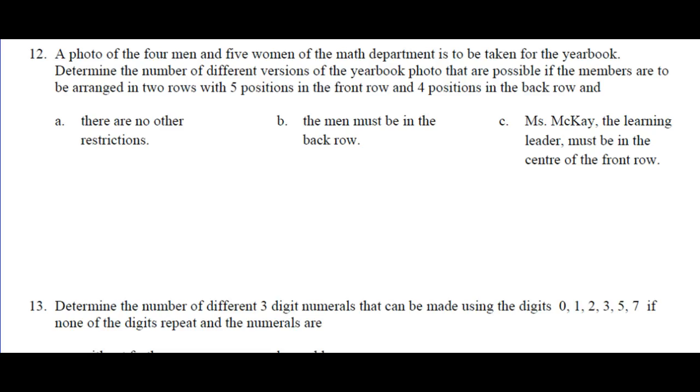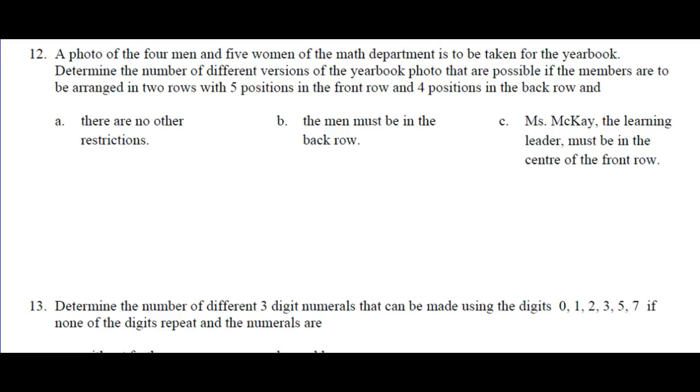A photo of the 4 men and 5 women of the math department is to be taken for the yearbook. This applies to any arrangement type of question along these lines, right? Determine the number of different versions of the yearbook photo that are possible if the members are to be arranged in 2 rows. Okay, so 5 people in front, 4 in the back. And there are no other restrictions. So how many ways could you do it if there are no other restrictions? So you have to have 5 in the front, 4 in the back.